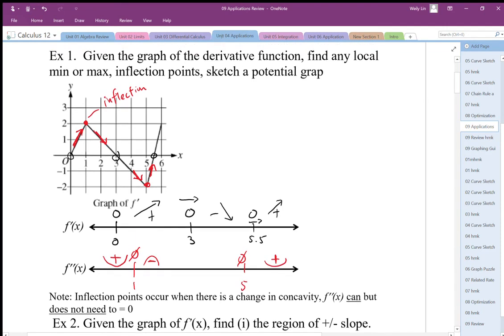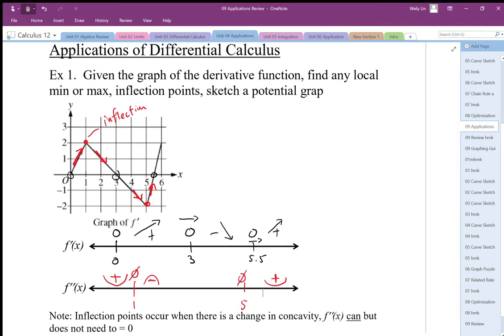Okay, so what does a potential graph of this look like? If I was to sketch this, I have positive slope from 0, it's going up, and it's curving up. So it's going to be positive concavity like this. It hits 1. It's going to be negative concavity going up still all the way to 3. And we have a maximum point. There we're going to start going down. And at 5, it's still going to go down to 5.5, but it's going to have an inflection.